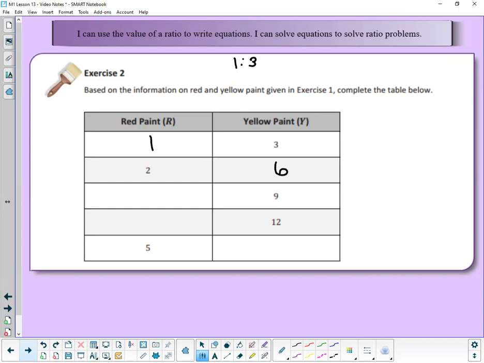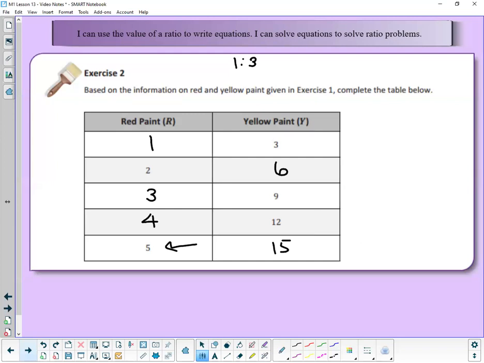And then over here, if I look here, it's saying, all right, now you have 9 gallons of yellow paint. Well, that means I took the 3 and multiplied it by 3. 1 times 3, of course, is 3. And then if I look at this next one here, okay, they're giving me the 12. Well, 3 times 4 is 12. So 1 times 4 is 4. And then here, now they're giving me the 5. 1 times 5 is 5, and 3 times 5 is 15. So that's what your ratio table would look like.